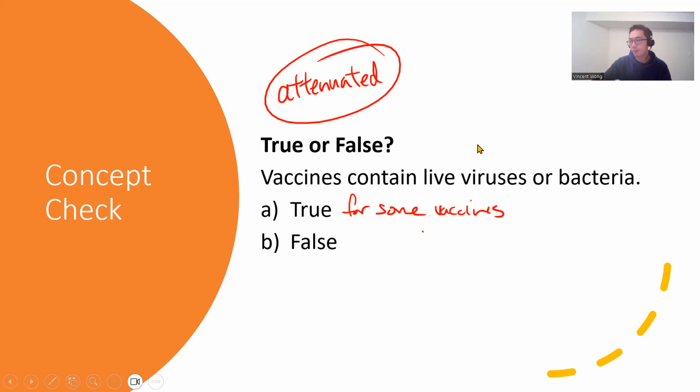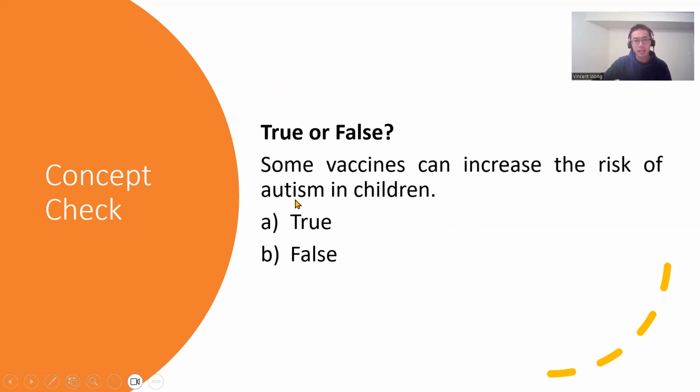Okay, just a couple more and then we'll wrap it up. Some vaccines can increase the risk of autism in children. That's another common one that's out there. You will hear people throw this around, anti-vaxxers, for example. But is it true? Okay, this is absolutely not true.